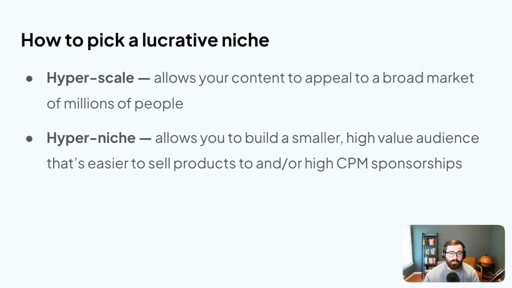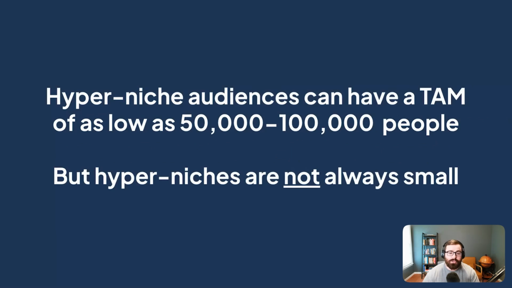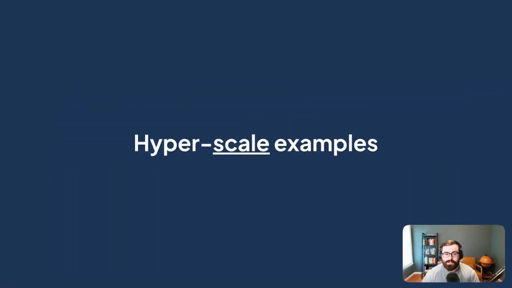CPM means cost per 1,000 impressions, so a higher sponsorship rate if you have a hyper niche newsletter or email list. If you want to go the hyper scale route, you need a total addressable market of at least 50 to 100 million people. Your content has to appeal to a lot of people so you can build a large audience over time. On the hyper niche route, your total addressable market can be as low as just 50 or 100,000 people, but they need to be valuable people that you can monetize. That said, hyper niches are not always that small. You can still have a hyper niche newsletter that appeals to millions of people. Let me show you this through some examples.